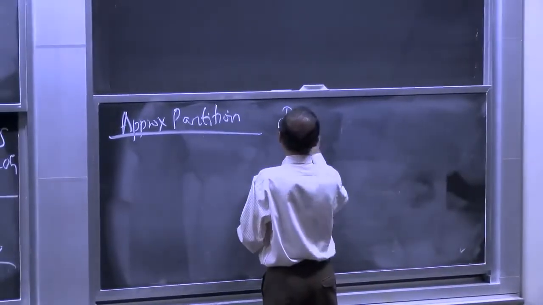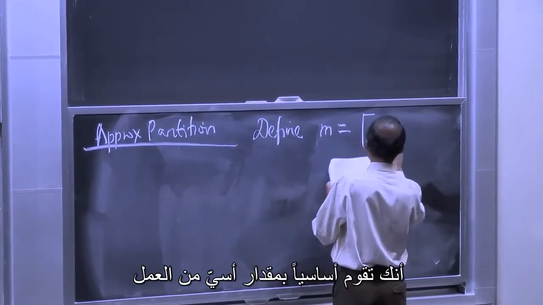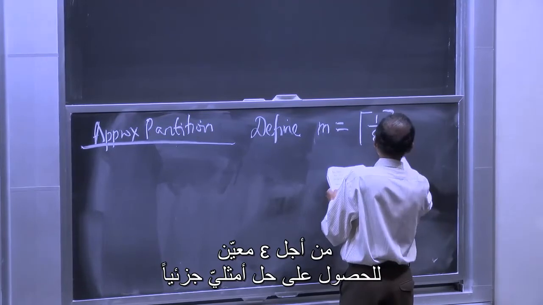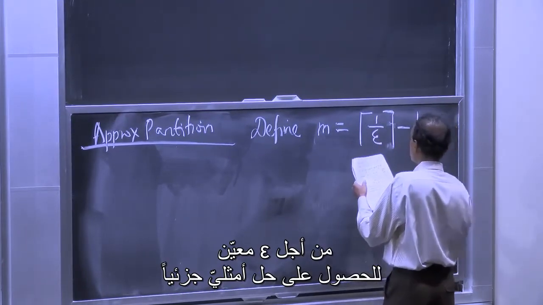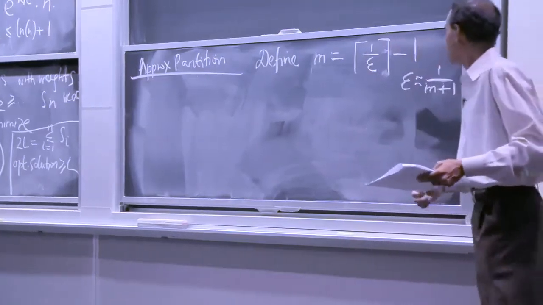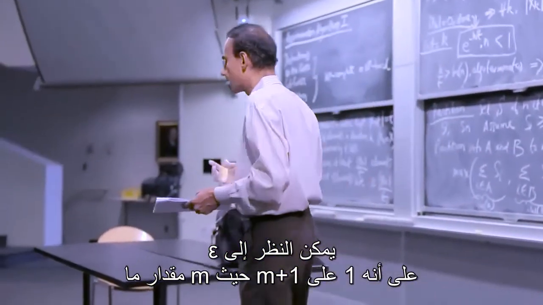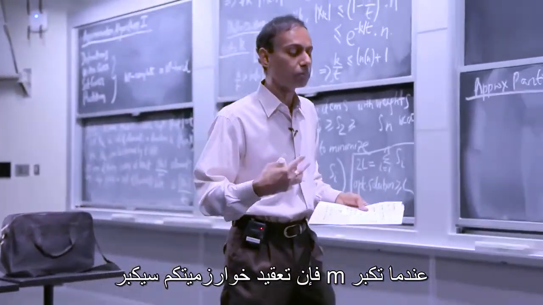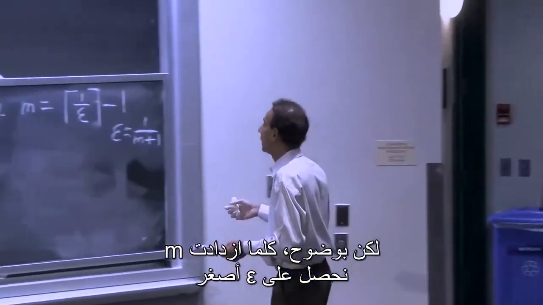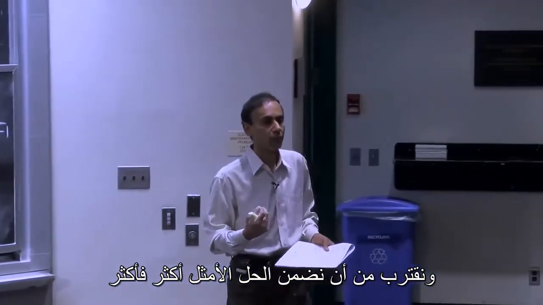Well, basically what happens in PTASs, or in a bunch of them, is that you essentially do an exponential amount of work given a particular epsilon to get a partial optimum solution. So you can think of epsilon as essentially being 1 divided by m plus 1, where m is some quantity. And as m grows, the complexity of your algorithm is going to grow. But obviously, as m grows, you're getting a tighter and tighter epsilon. You're getting guaranteed closer and closer to your optimum, right?